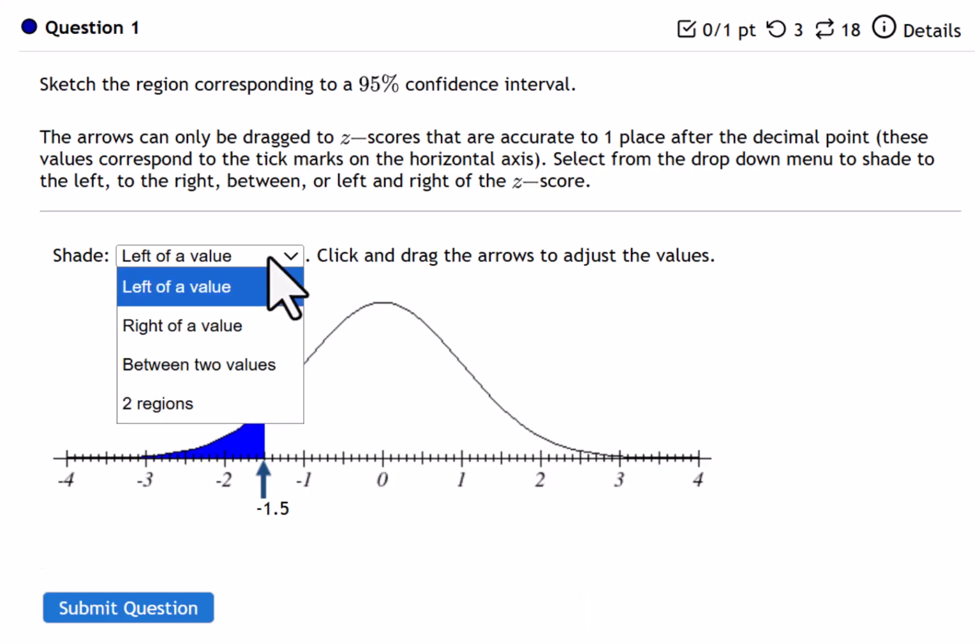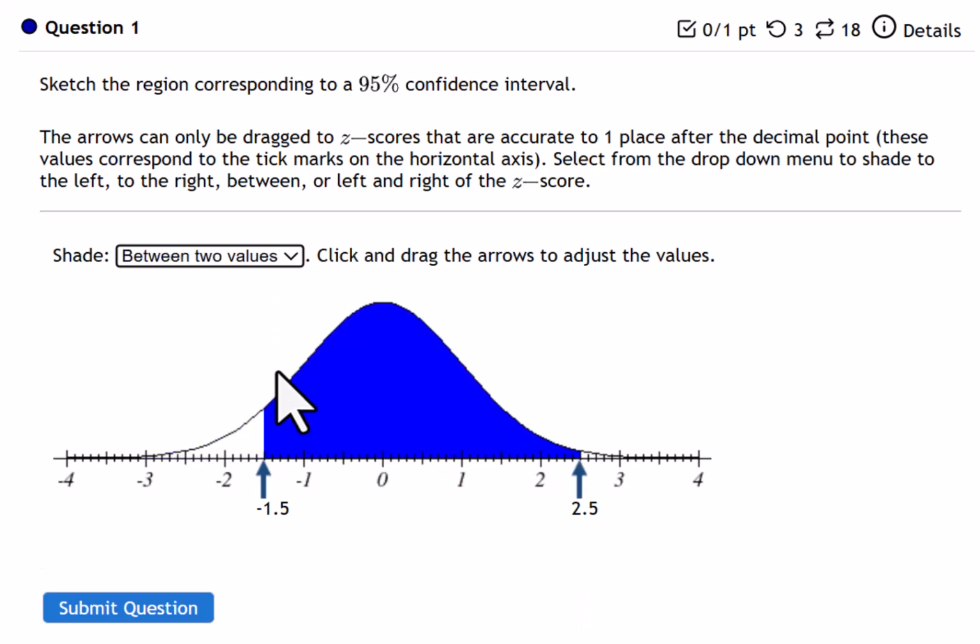I'm going to start there and say I'm going between two values. My 95% confidence interval will have 5% left over that will be split equally on the right and the left. To find the z-scores that go along with this 95% confidence interval, I'm going to go to Minitab.